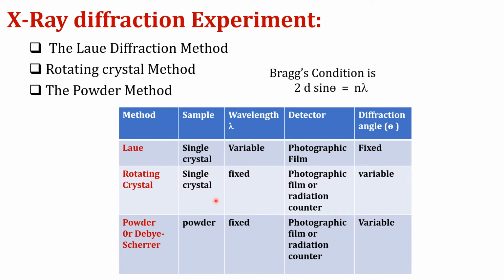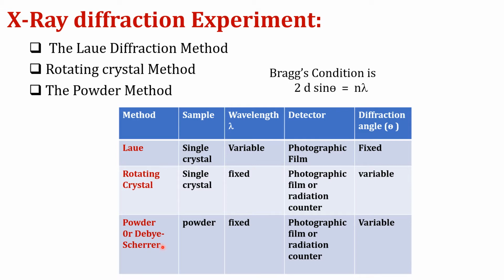For the rotating crystal method, again, this method uses a single crystal. The wavelength of X-ray should be fixed, meaning a monochromatic X-ray beam is used in that experiment. The detector should be photographic film or a radiation counter, and the diffraction angle should be variable.